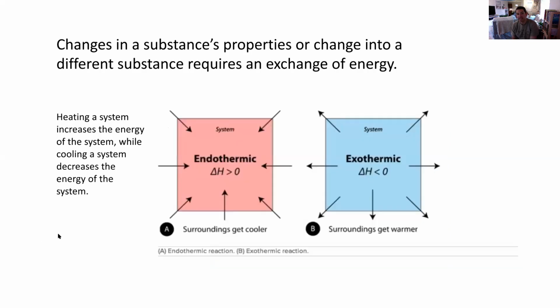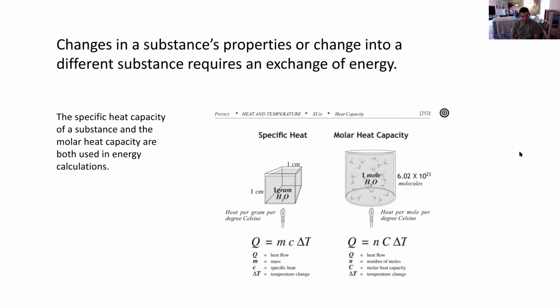All right, now again, heating a system increases the energy of the system, while cooling a system decreases the energy of the system. We've already seen this in this review. All right, so again, just good to define the system and the surroundings and to remember heat flows downhill. All right, now the specific heat capacity of a substance and the molar heat capacity are both used in energy calculations. Specific heat units, it's typically joules per gram degree Celsius, and molar heat capacity, it's typically joules per mole degree Celsius. So grams or moles, just two different ways to represent the amounts.